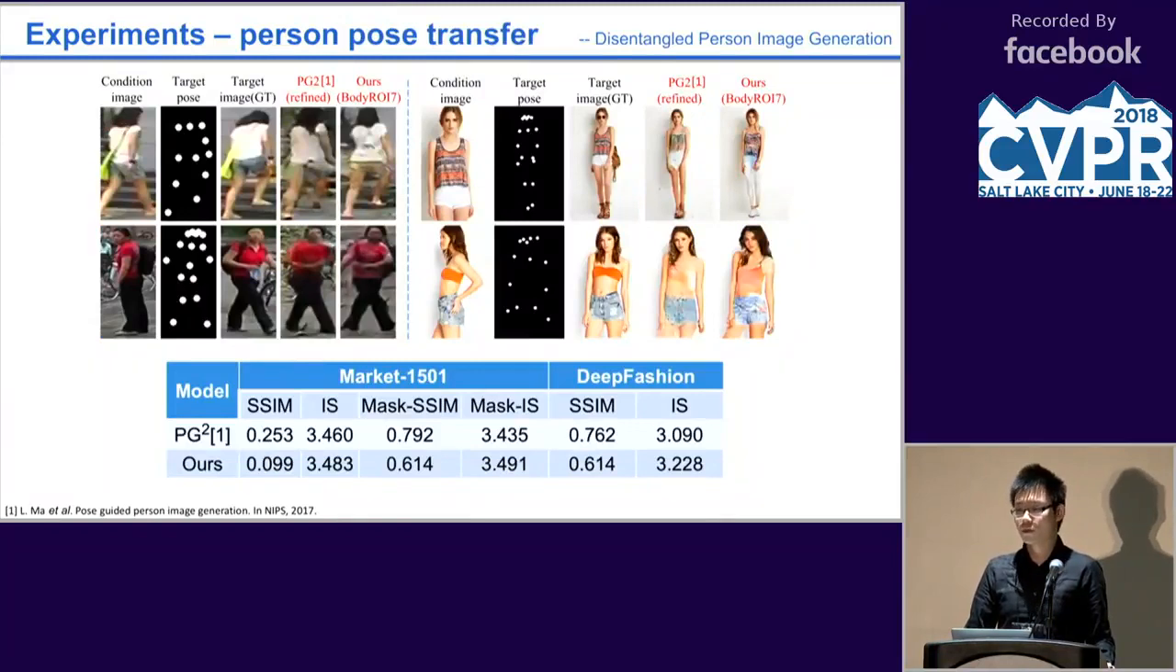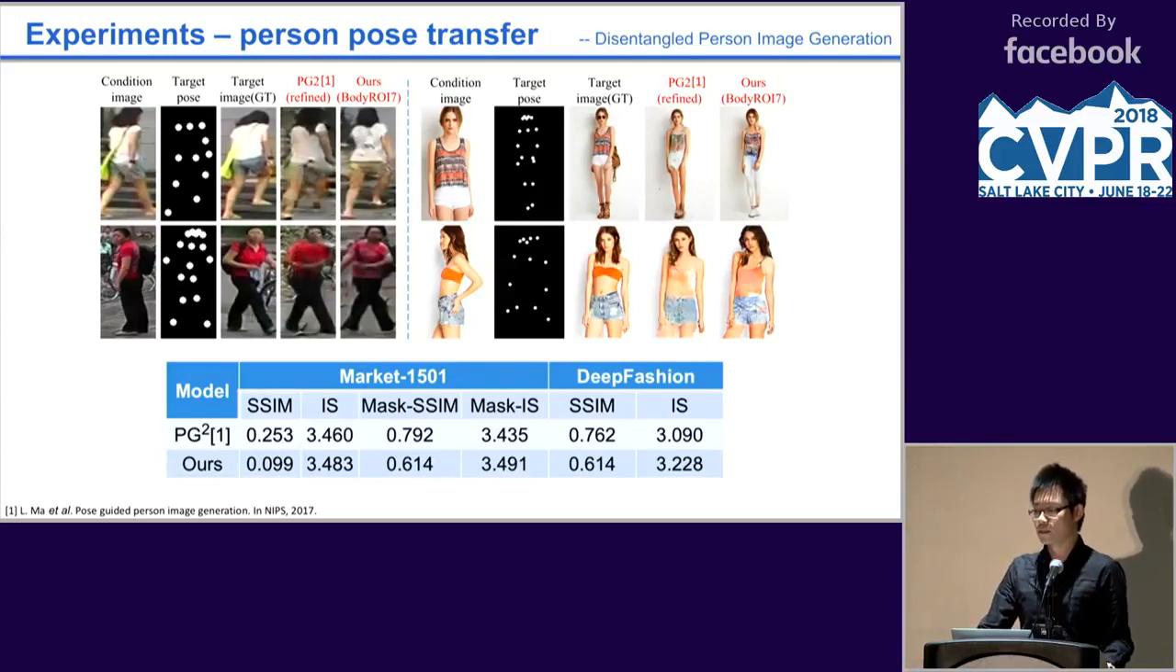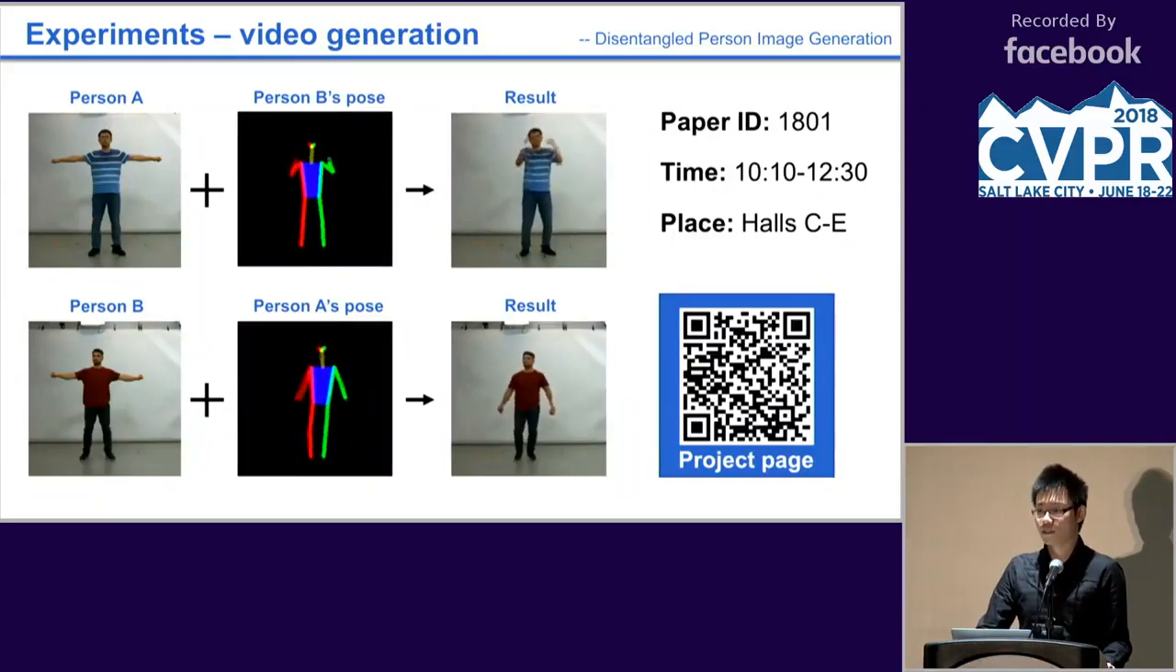As to the person pose transfer task, our self-supervised method can achieve comparable performance compared to the supervised method, PG square network, and we can generate more realistic images. Given the sequence of the target pose, we can also do person video generation. Here we show the results of cross-person pose transfer. That is to use person B's pose to drive person A's appearance, and vice versa.